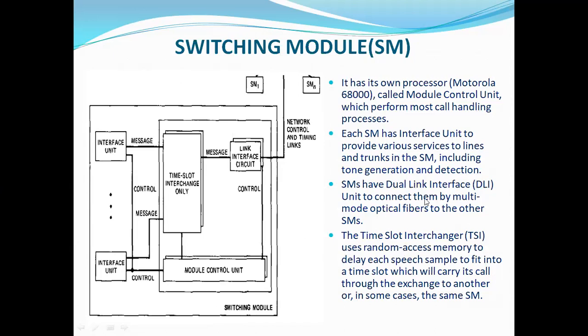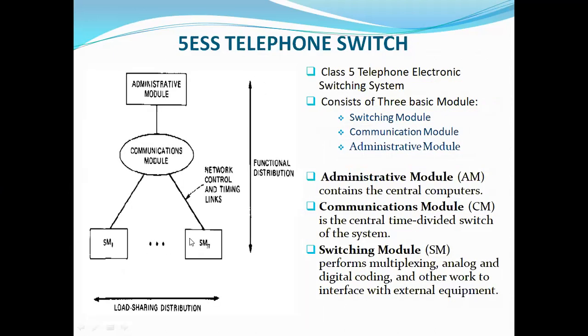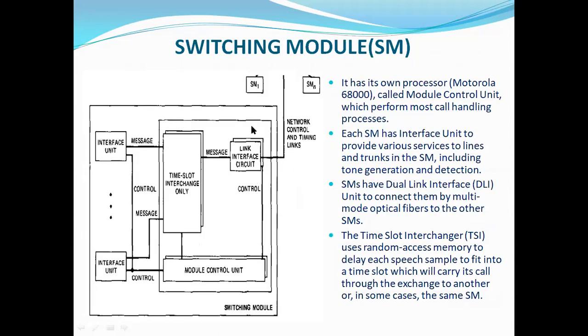We have the link interface unit as well. This is the link interface circuit. Its function is to connect the optical fibers to the other SMs. As I said, the switching modules are distributed units, so the function of the link interface circuit is to have connections with the other switching modules.